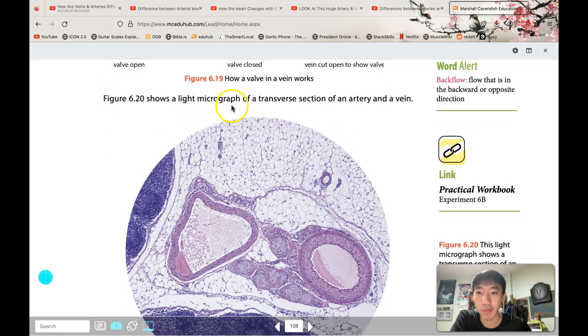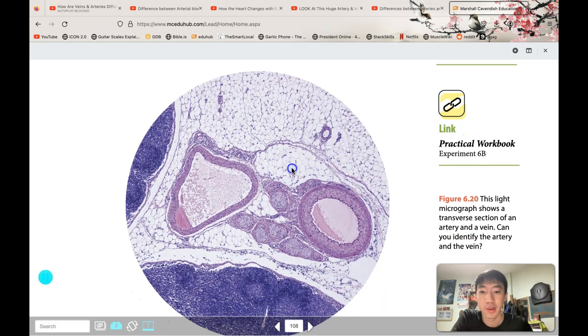So this is a micrograph of a transverse section of an artery and vein. Transverse means from the top. You're looking at it from above. So which is the artery and which is the vein? The one on the left would be your vein, and the one on the right would be your artery. Not too sure what all these things are in between them.